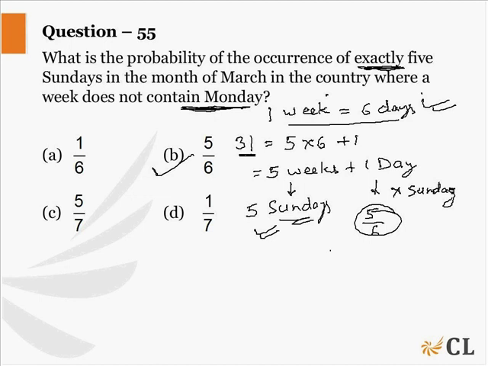Days is nothing but 5 into 6 plus 1, which is 5 weeks plus 1 day. 5 weeks mein 5 Sunday to pakke hi aa jayenge. जो बचा हुआ दिन है वो संडे हो भी सकता है नहीं भी सकता है, आपको प्रोबेबिलिटी निकालनी है कि वो संडे नहीं होना चाहिए. So the total number of days is 6 and not Sunday means 5, so 5 by 6 will be the answer.